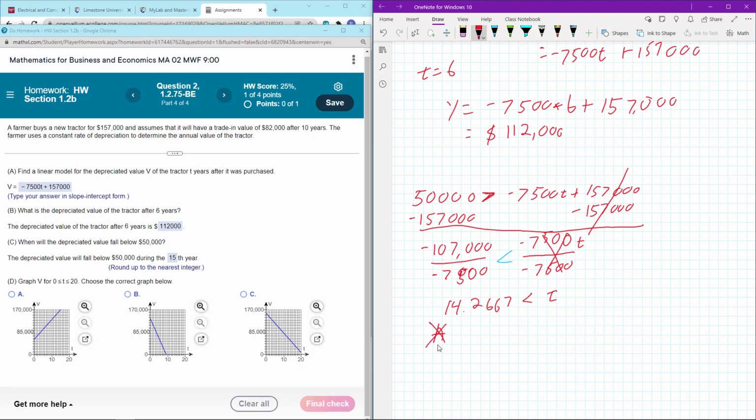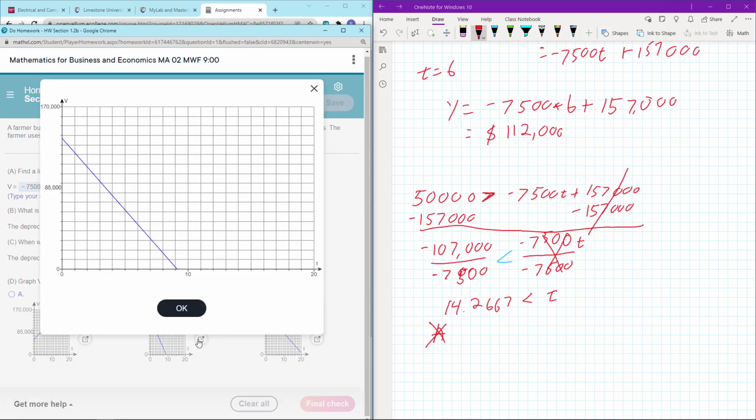It also means, well, it basically means that A is out because A has a positive slope. The next thing we notice is that the intercept is 157,000. So let's take a look at this graph right here. We have 1, 2, 3, 4, 5, 6, 7, 8, 9, 10, 11, 12, 13, 14, 15, 16, 17. So the intercept is going to be at, this is 170.